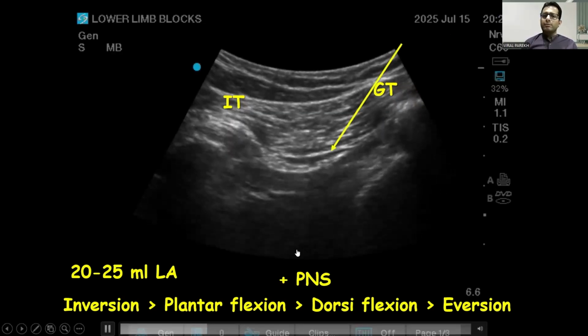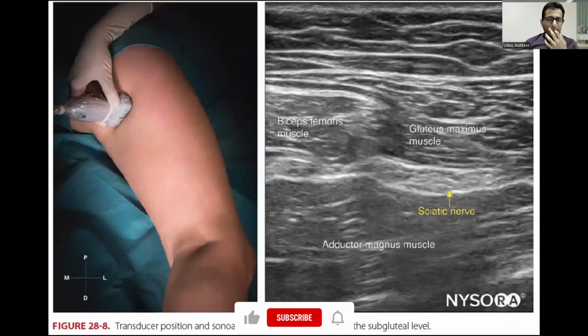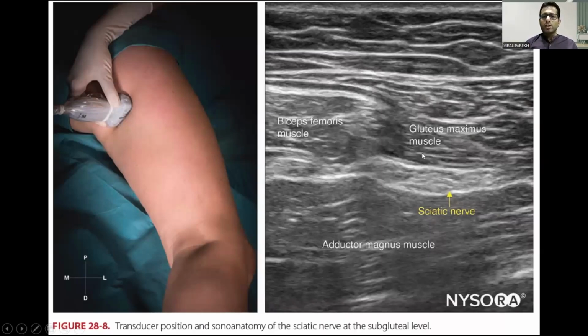And the needle will come from the lateral edge. So this is an image which is showing the sciatic nerve at the subgluteal level. As we can see here, the gluteus maximus tends to thin out. The biceps femoris is the muscle which comes at this level, and more anteriorly is the adductor magnus muscle.